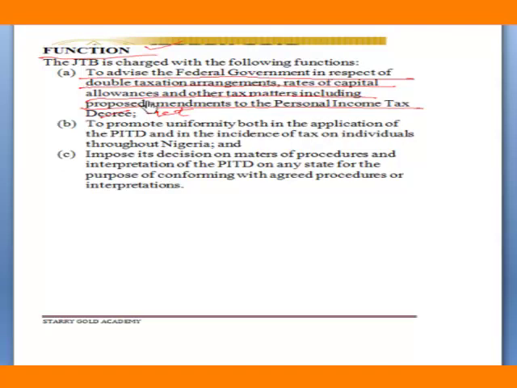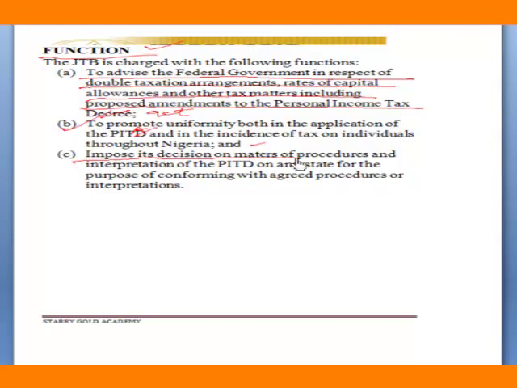It is the Joint Tax Board that is always in the forefront to see that everything is done in the prescribed manner that will not be a disadvantage to us. Okay, they also promote uniformity both in the application of the Personal Income Tax Act, PITA, and in the incidence of tax on individuals throughout the country. So what it means here is that if there is a difference between the tax laws in the states and the federal tax laws, it is the Joint Tax Board that will make sure that there is uniformity, or bring them together and have one uniform tax law.